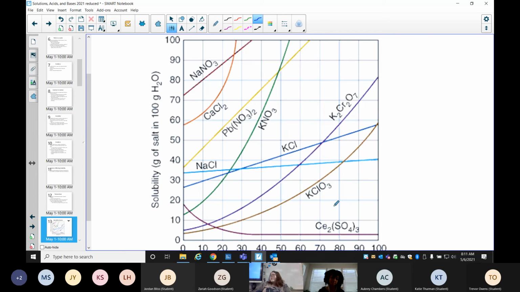It could ask you if the solution is saturated, unsaturated, or supersaturated. That will give you both the temperature and the mass. You want to see that point, where is it in comparison to the line for that substance? Remember, if it's on the line, it's saturated. Above the line is supersaturated. Below the line is unsaturated.